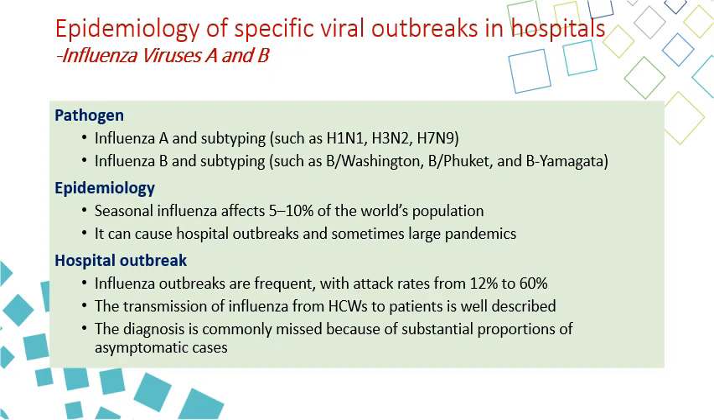About every year, we have seasonal influenza that affects 5 to 10% of the population, and it can easily cause hospital outbreaks, affecting both patients and healthcare workers. Influenza outbreaks are frequent, with an attack rate of 12 to 60%. The transmission of influenza can happen, as we said, among patients and healthcare workers, and the number of affected people is probably larger than detected because of the large number of asymptomatic cases.